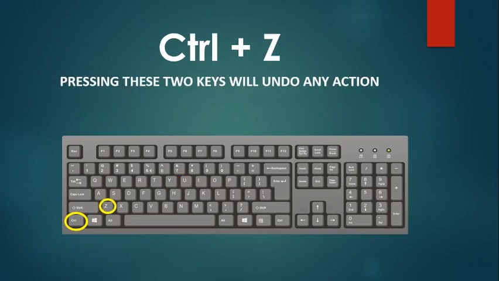Okay, next one is Ctrl Z. So this is the first step. If for example you've written a paragraph and then somehow you select the paragraph, you wanted to copy it, but you just press the backspace and it removed the paragraph for you. Now to bring it back very quickly, you can simply press Ctrl Z and it will bring the whole paragraph back for you.